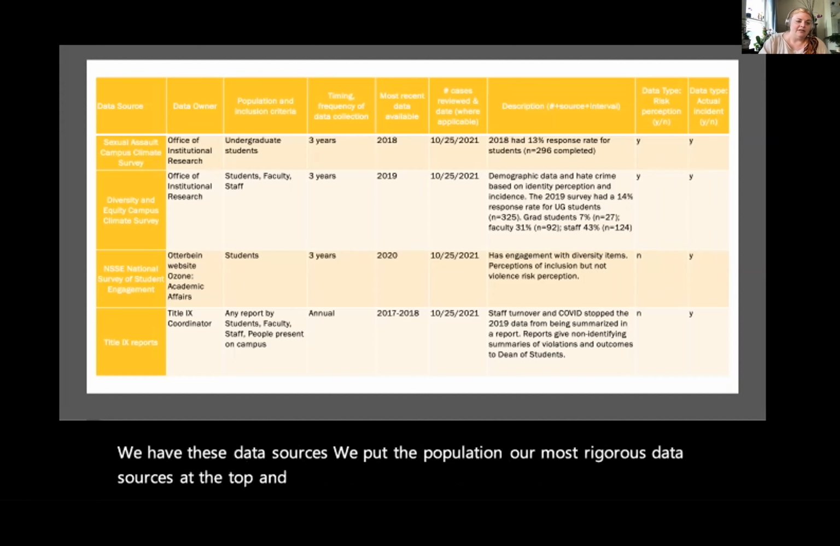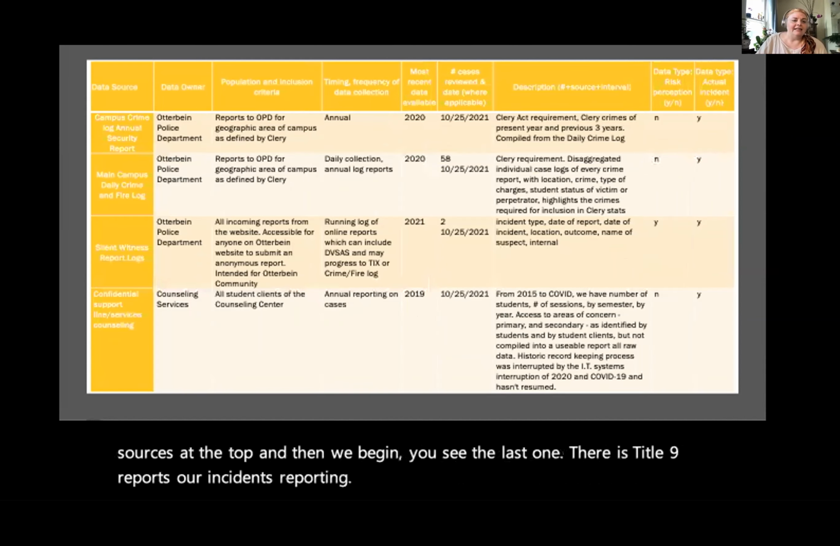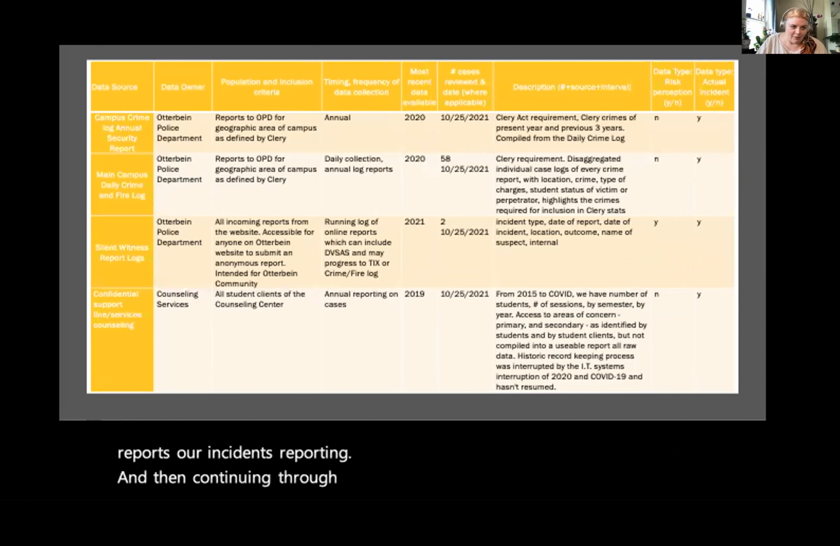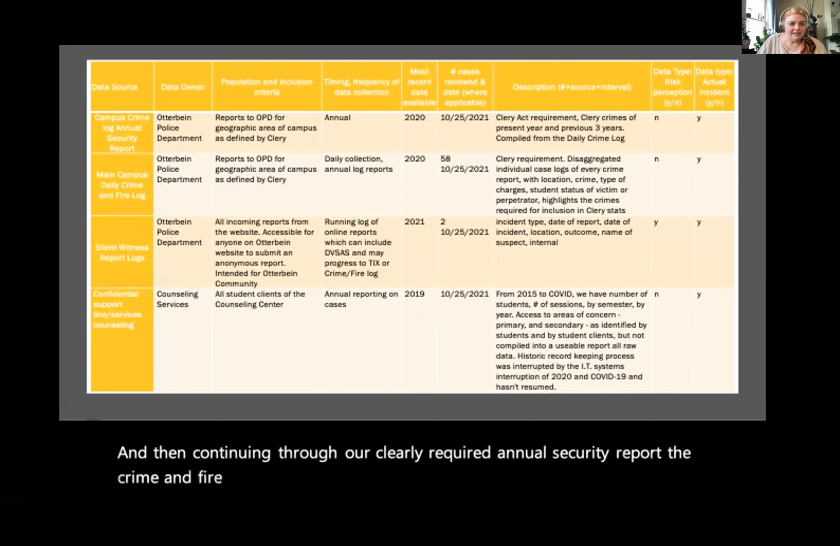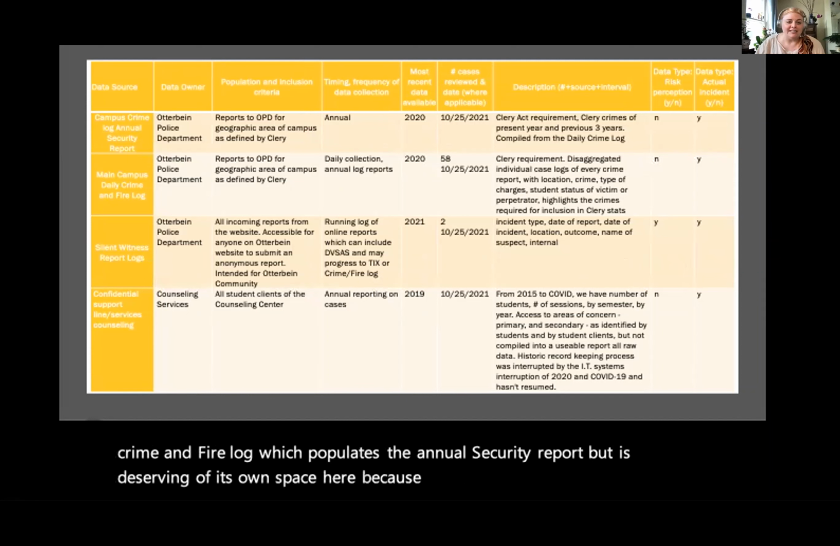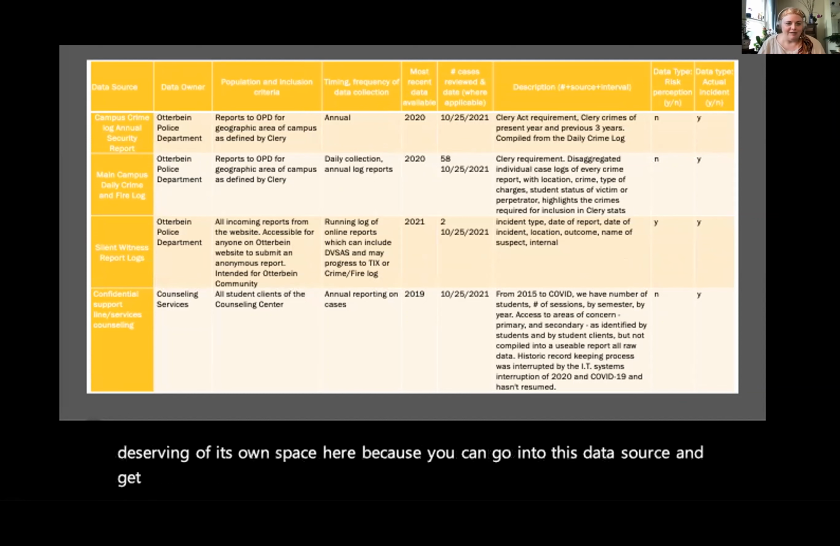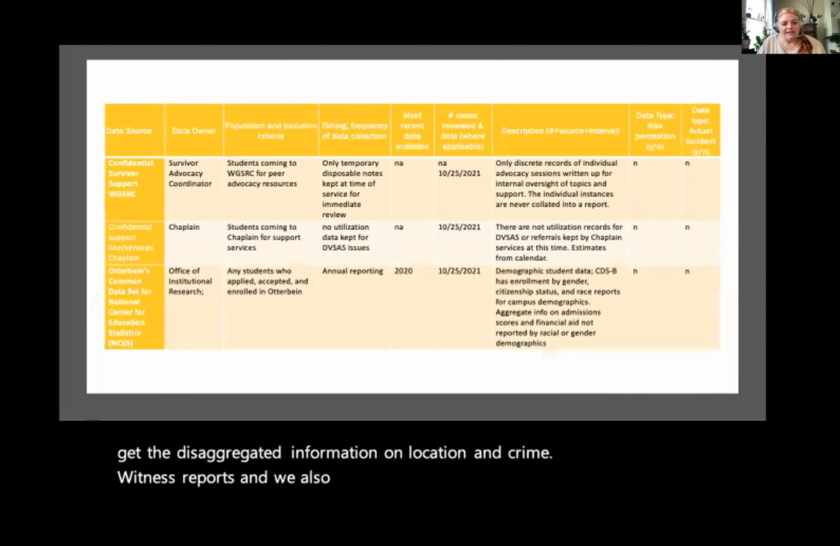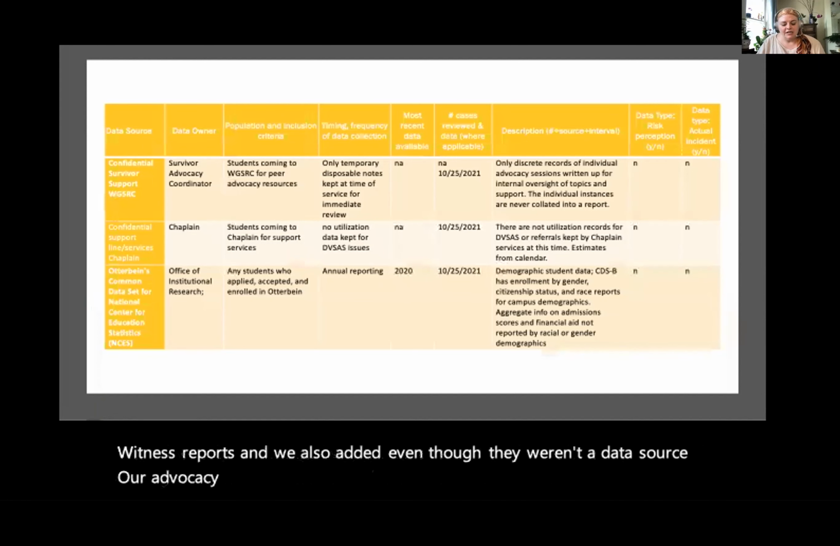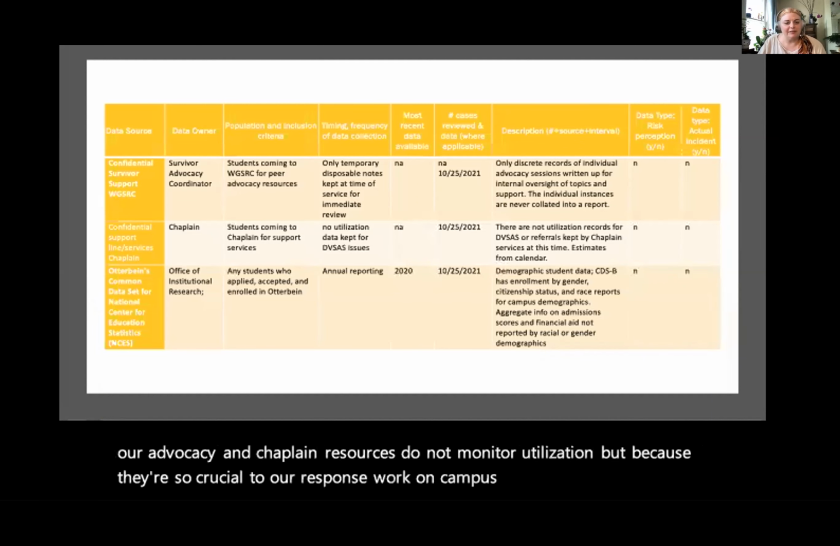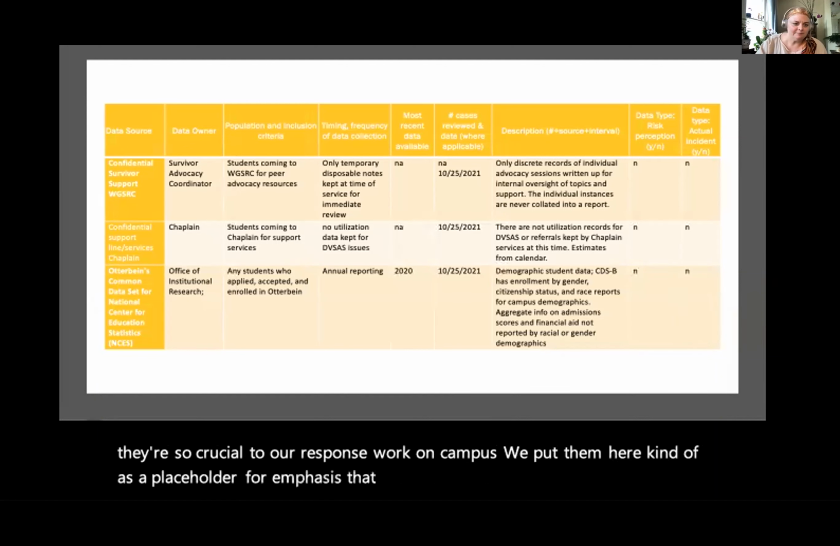And then you see the last one there is Title IX reports, our incidents reporting. And then continuing through our Clery required annual security report, the crime and fire log, which populates the annual security report, but is deserving of its own space here because you can go into this data source and get the disaggregated information on location and crime. Silent witness reports, and we also added, even though they weren't a data source, our advocacy and chaplain resources do not monitor utilization, but because they're so crucial to our response work on campus, we put them here kind of as a placeholder for emphasis that this needs to be addressed.